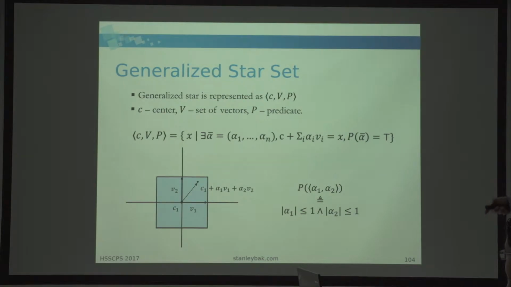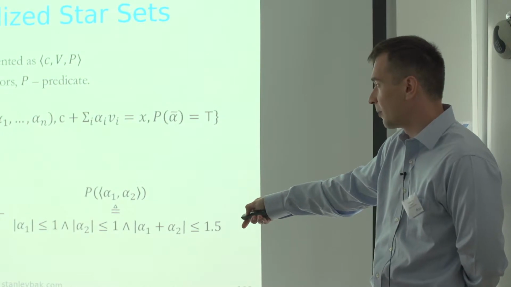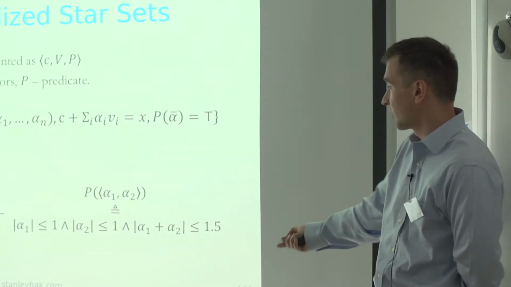So this was a set of states for a particular predicate. If we consider a different predicate, we'll define a different set of states. So here it's the same predicate: the absolute value of alpha1 is less than 1 and the absolute value of alpha2 is less than 2. And now we have this extra part, which is that the absolute value of alpha1 plus alpha2 is less than 1.5. And we can see we've now got a more complicated set of states. We've defined an octagon, essentially.